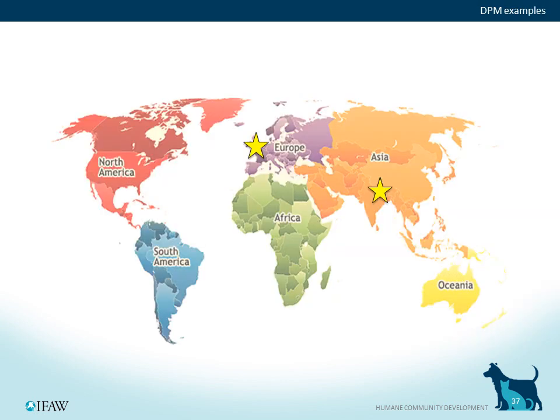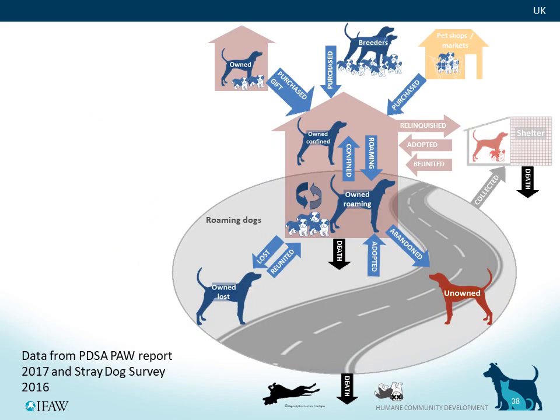So I'd like now to describe two different examples of DPM. One is from the UK and the other is from Nepal. Quite different environments and therefore quite different intervention types to give you an idea of the variation of what's possible. So starting first with the UK.